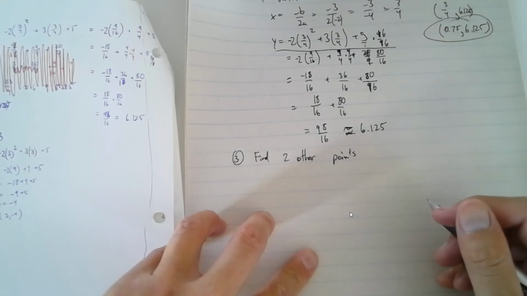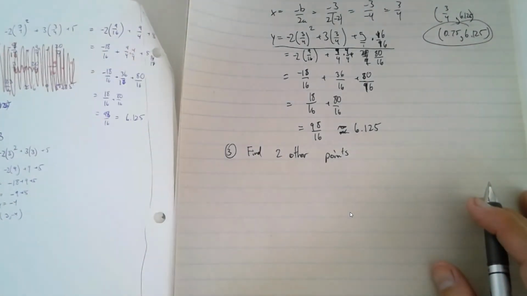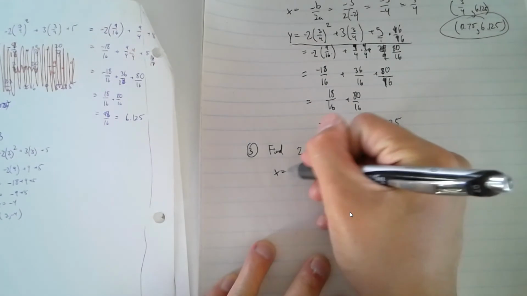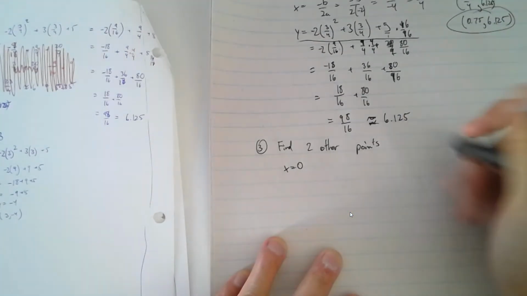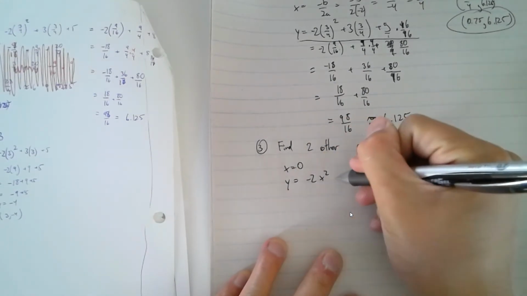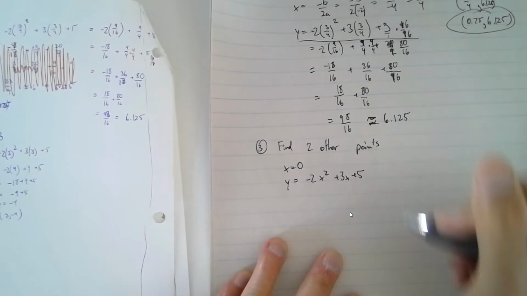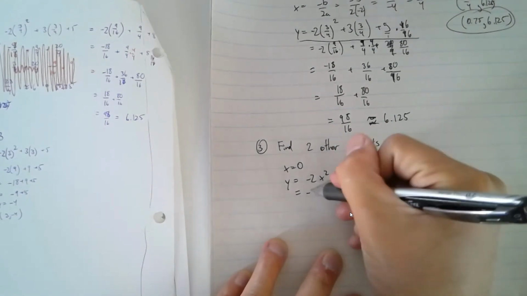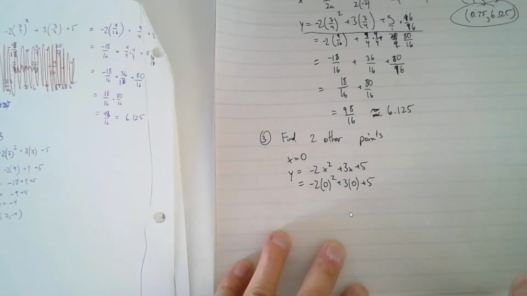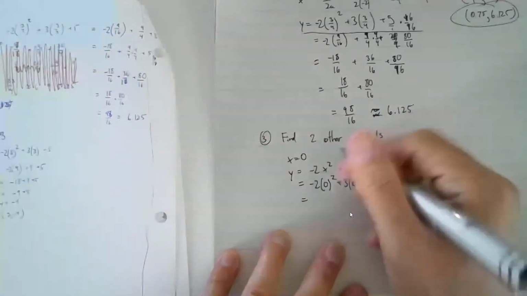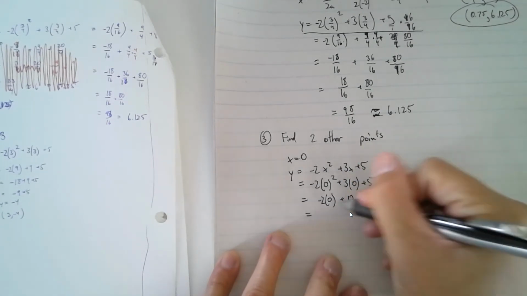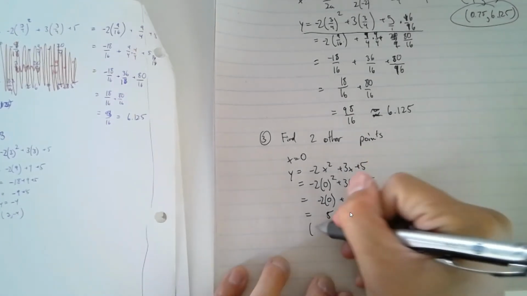So let's see here. What is another possible point? Let's just do x equals 0. That sounds pretty easy. Okay, and let's plug it into y is equal to negative 2x squared plus 3x plus 5. So it's negative 2 times 0 squared plus 3 times 0 plus 5. That's pretty nice, so that's why I picked an easy number. That'd be negative 2 times 0 plus 0 plus 5, which is just 5. So we have a point at 0, comma 5.